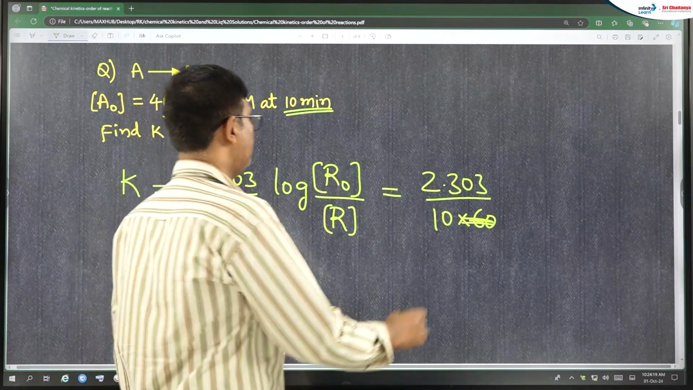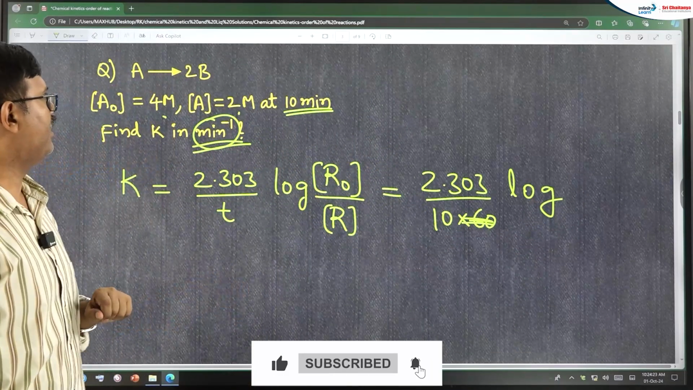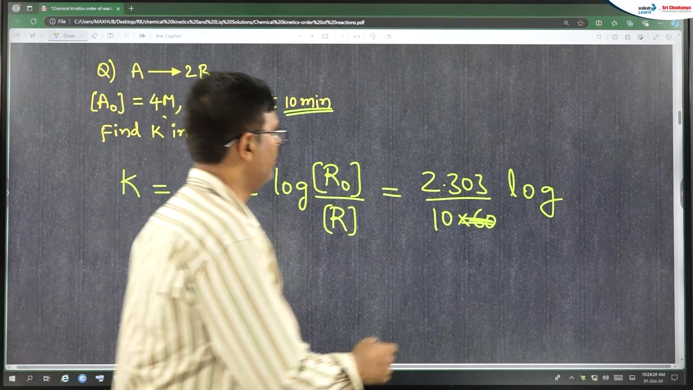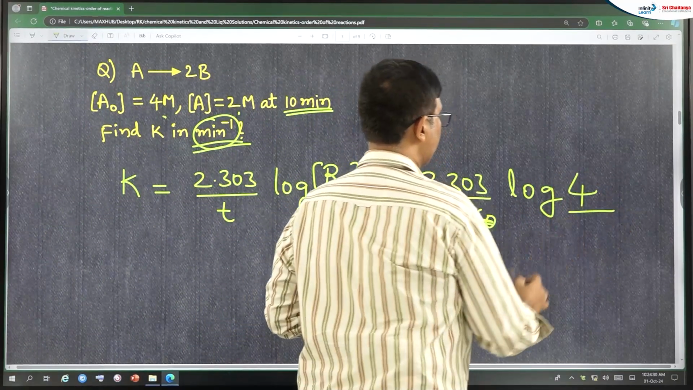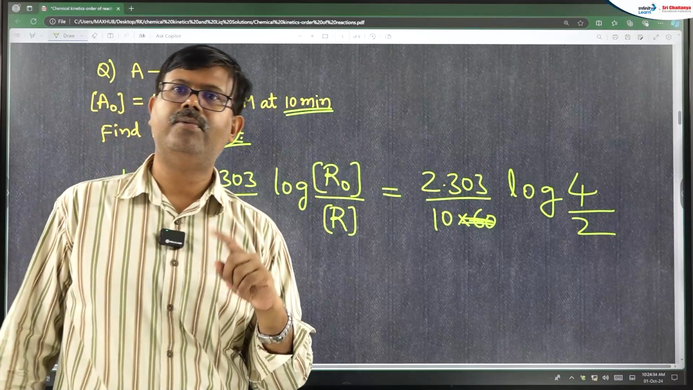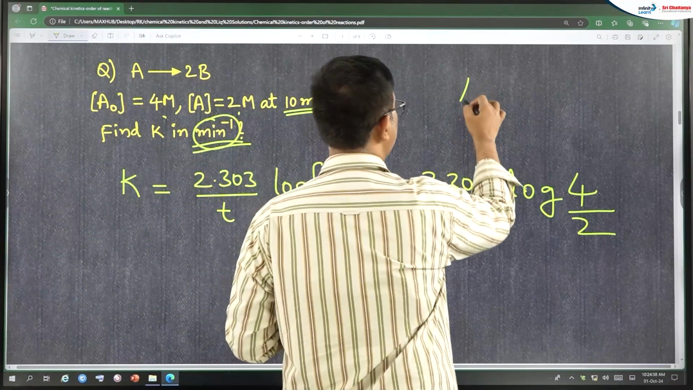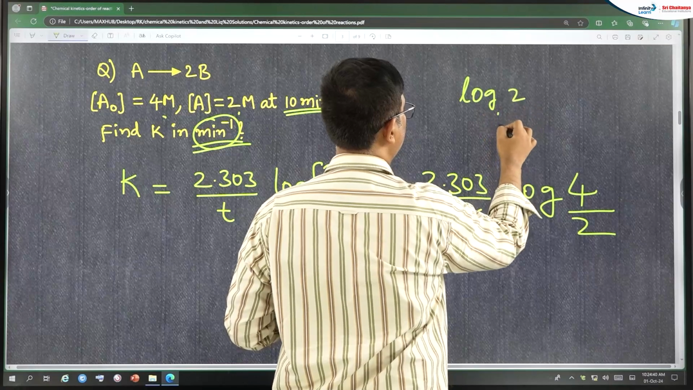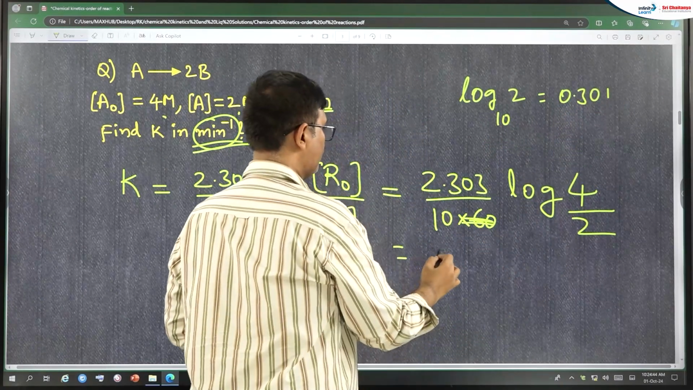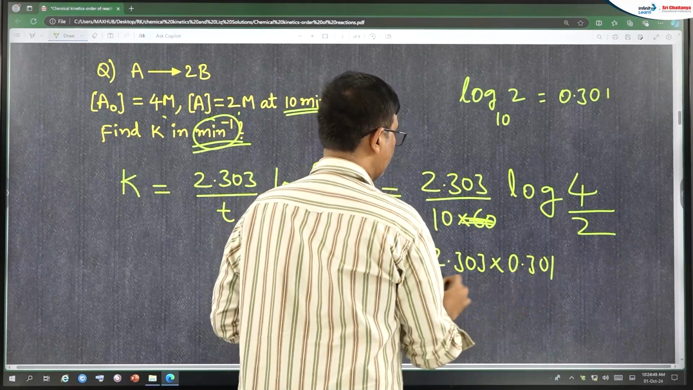Next, into logarithm of R naught by R. What is R naught? Initial concentration, 4, divided by final, 2. 4 by 2 is 2. Log 2 value, you remember, is 0.301. So, 2.303 by 10.